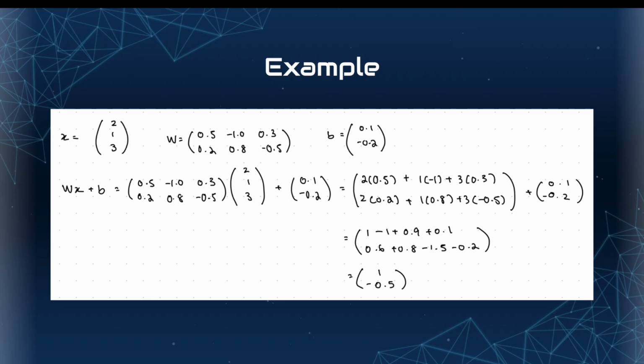So you can see that when we're multiplying W by our input vector x, the entries of W give how much each entry of x influences that dimension of z.